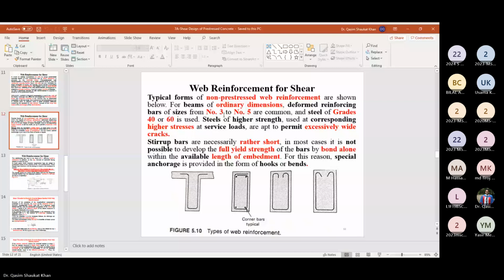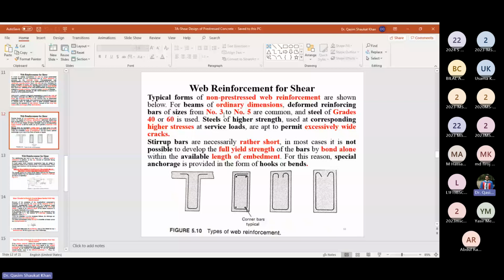Anyone? Number 3 size. Number 3 is, yes, it is 9.5 to 10 millimeter. And your number 5 is about 16 millimeter. Okay.